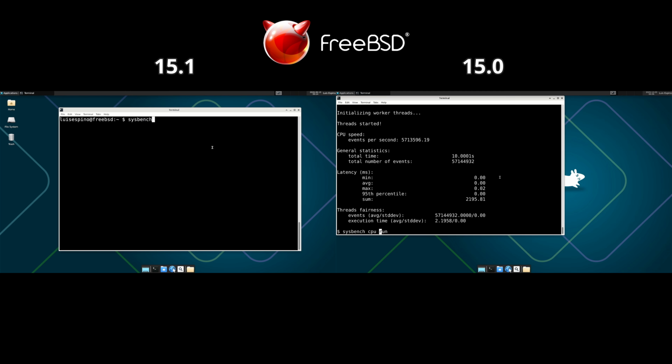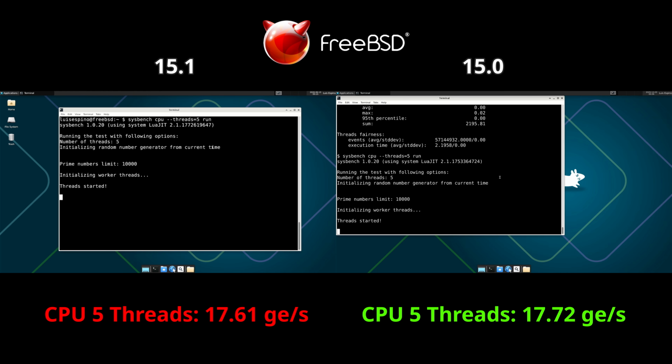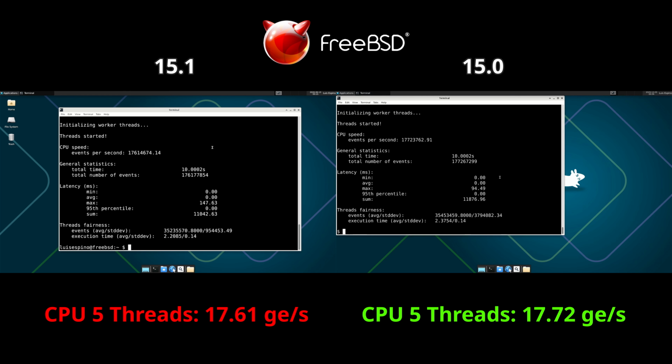Then, for multi-thread power, we ran CPU Sysbench with parallel loads, analyzing scaling efficiency across 5 threads. The multi-thread test showed similar scaling on both. Again, version 15 outperformed with many more events per second.